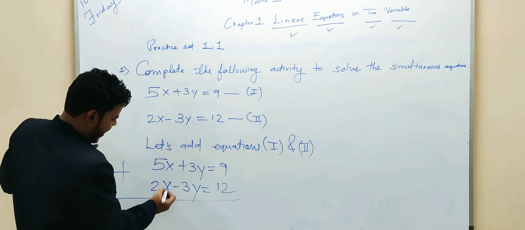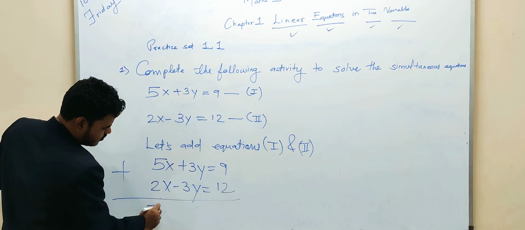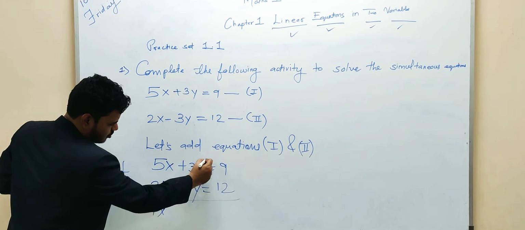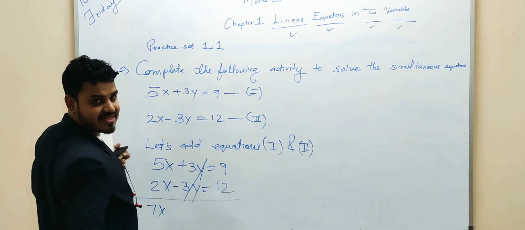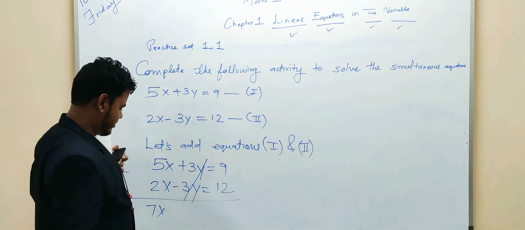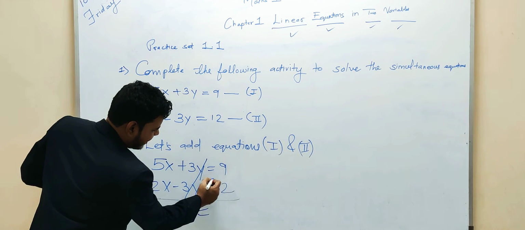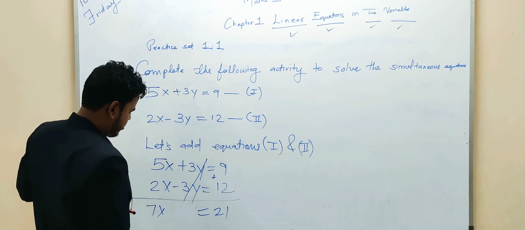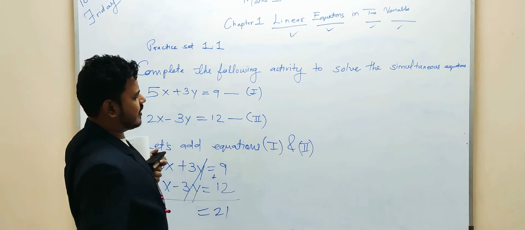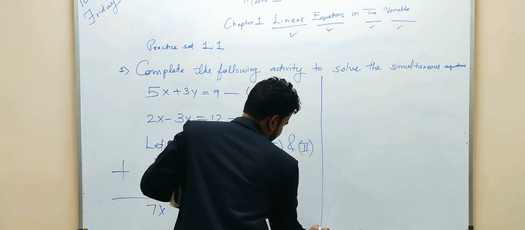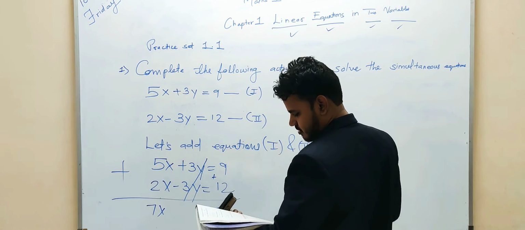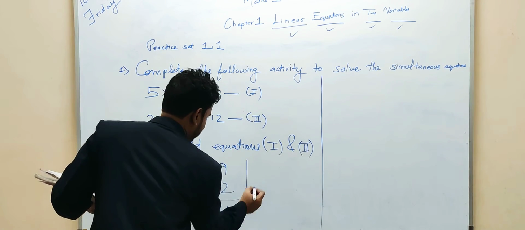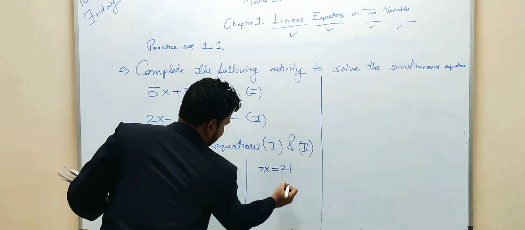Now we have to add: 5x plus 2x is 7x. Plus 3y minus 3y becomes 0, so we can cancel them, plus and minus being opposite. And equal to 9 plus 12. How much is 9 plus 12? It is 21. So we have 7x is equal to 21. From this we can get the value of x. So 7x is equal to 21.